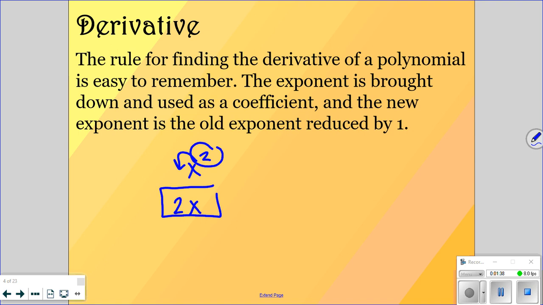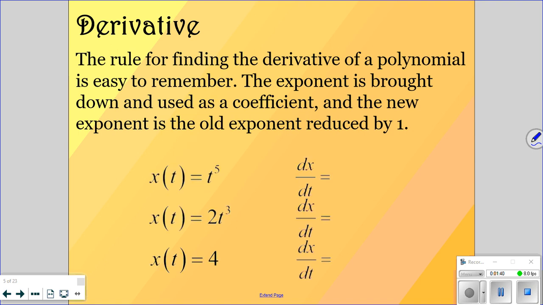So we're going to practice on a couple of problems. We have t to the 5th. This right here, dx over dt, means derivative. So what is the derivative of this? Well, where does that 5 go? It goes to the front. So we're going to have 5t, and then the exponent is going to be reduced by 1. So the 5 is going to become a 4.